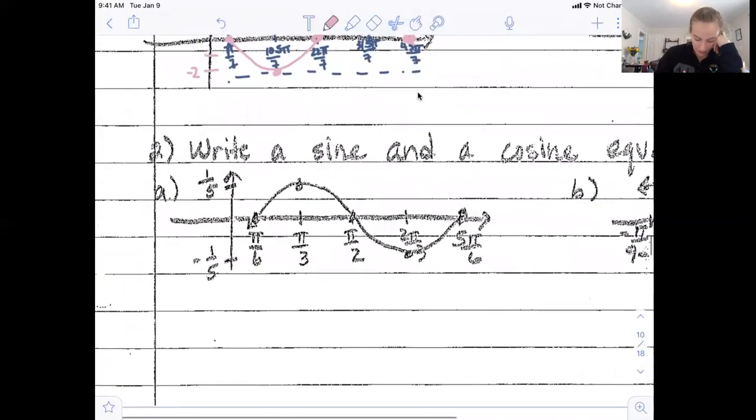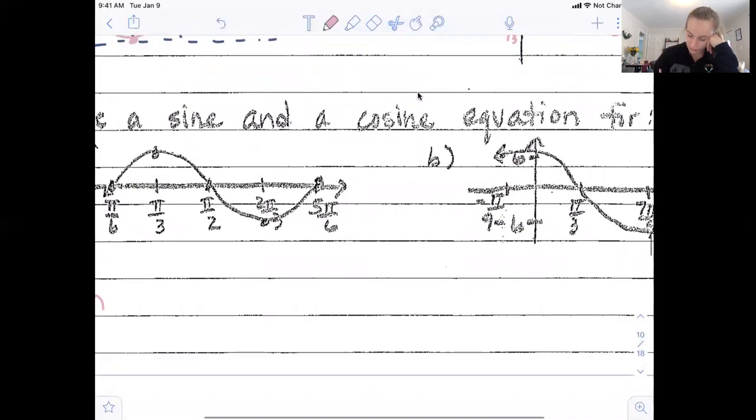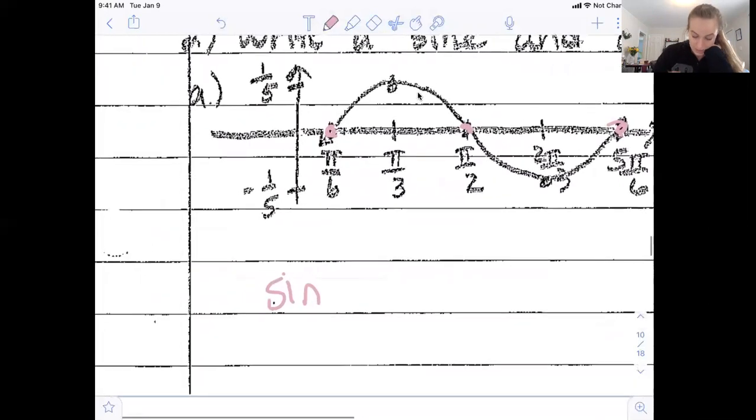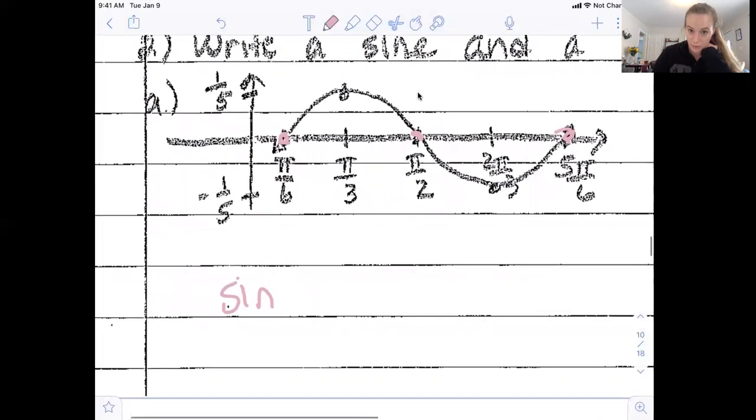This one is a sine graph. This one's a cosine graph. Sine and cosine are the same, but I'm not getting into that today. We're only going to see that this physically looks like a sine graph because it starts and ends in the middle and then it goes high and then it goes low. So we're going to use just sine here. I know it's a sine graph because of my basic points.